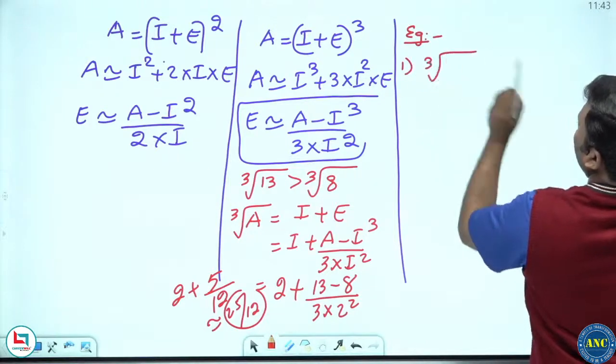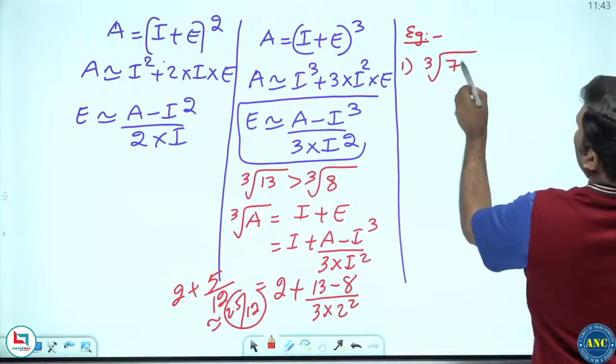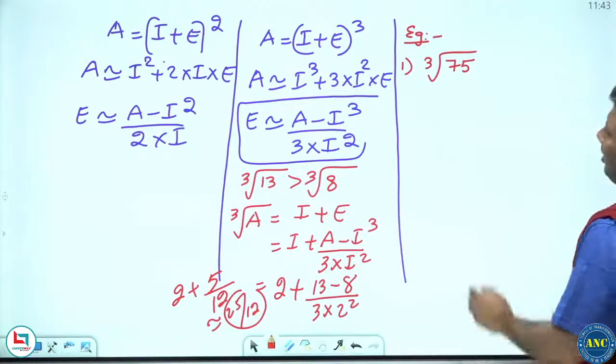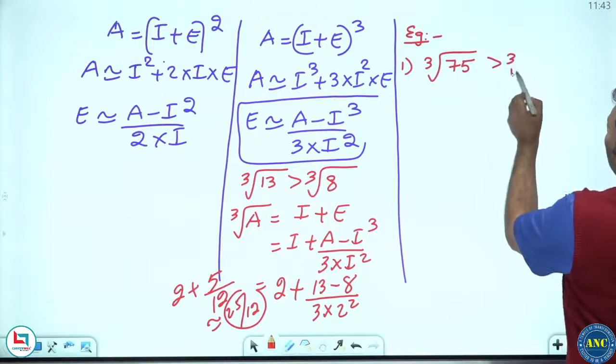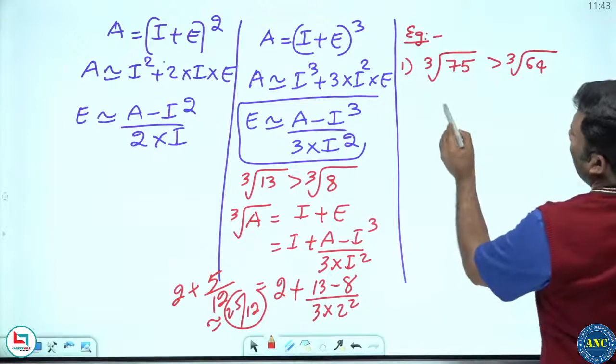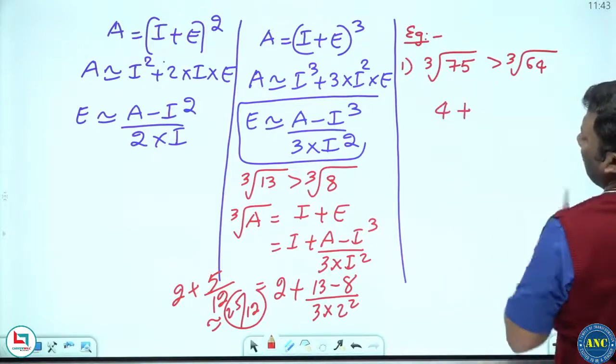Cube root of 75. Now, cube root of 75 is greater than cube root of 64. So, what will be the answer? It is 4 plus something.